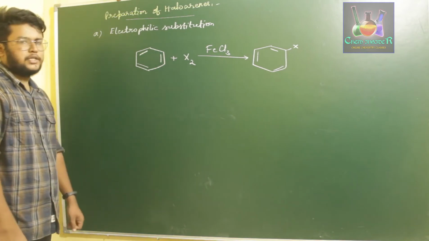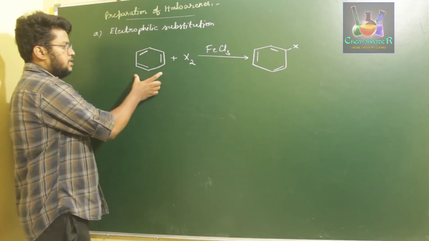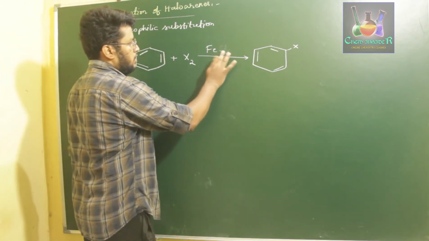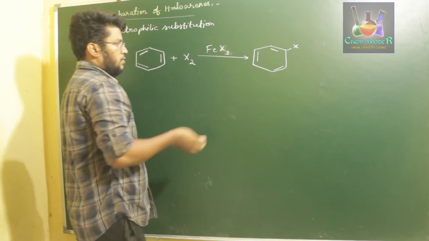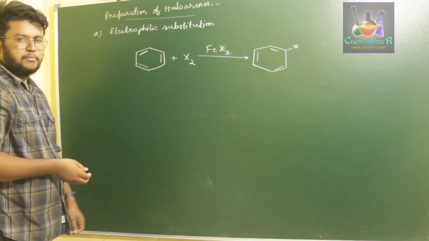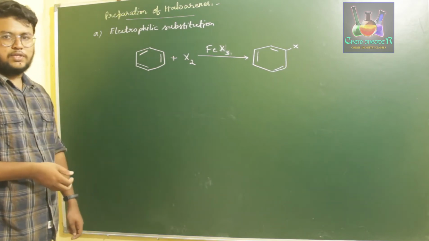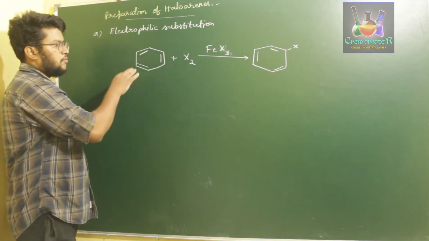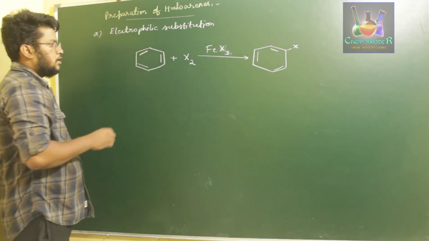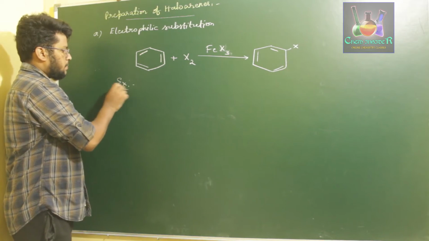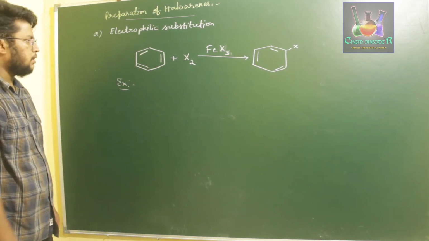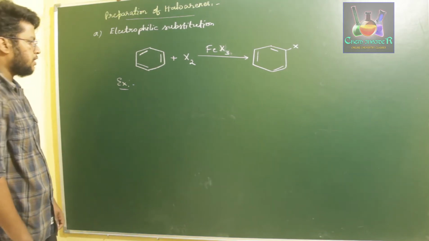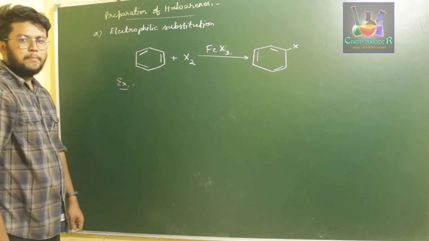This is what the reaction looks like, where we treat a benzene group or any aryl group with a halogen in the presence of FeCl3, or you can also say FeX3, whichever you take. If you take bromine, you can treat with FeBr3. If you take chlorine, you can treat with FeCl3. We get haloarenes. This is for benzene. But if a substituent group is already present on the benzene ring, then we get a mixture of two products.